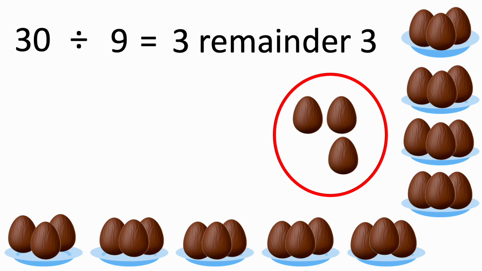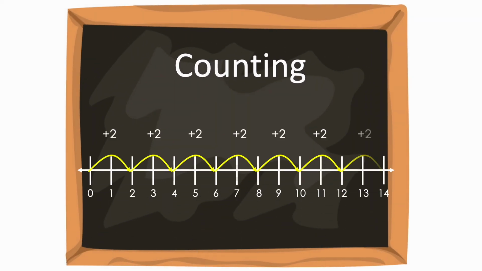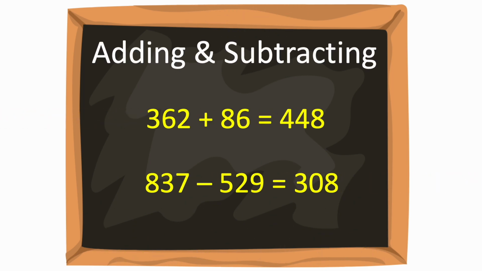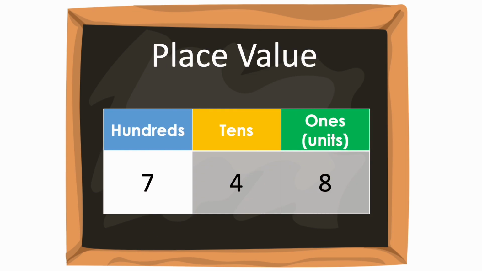Well, we have learned quite a lot about sharing things using basic operations of division. It is important to know that before we can do division, there are a lot of basic skills that we must understand. These include counting, adding and subtracting. You need to know your operation signs, and you need to understand place values and how to arrange our numbers when working out solutions.